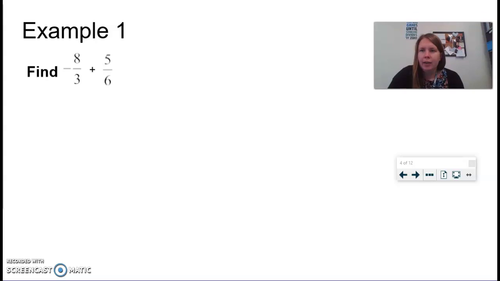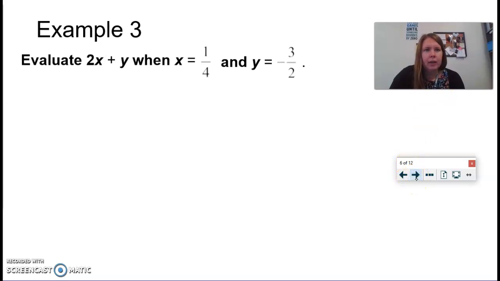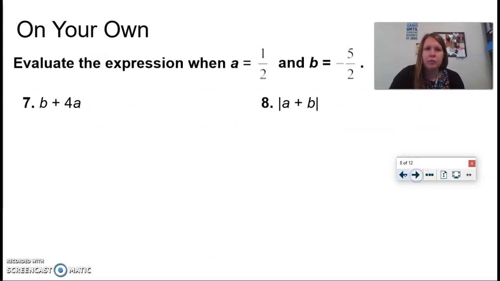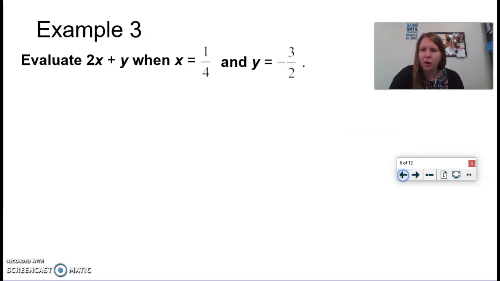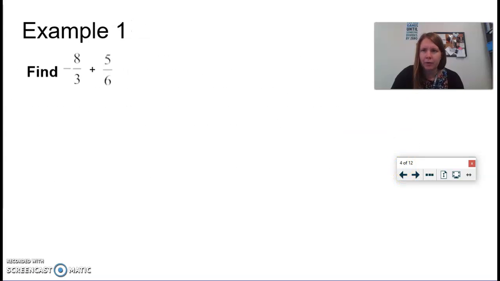So let's go ahead and take a look at a couple examples. I think I have about 4, maybe 5. We'll see how far we can get with them. In this first one, we've got another fraction addition. I notice that I have negative 8/3 plus a positive 5/6. Now I have a third on the bottom and I have a 6. So let's get these so that they have the same denominator.